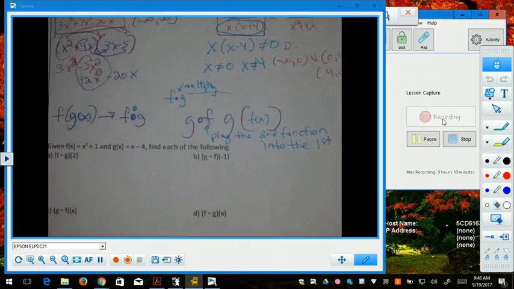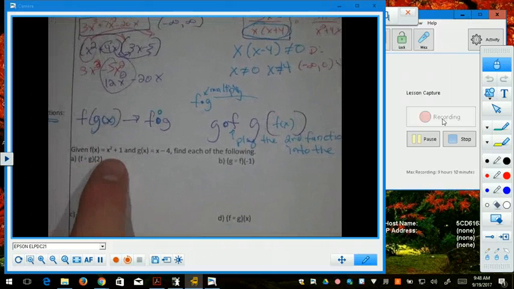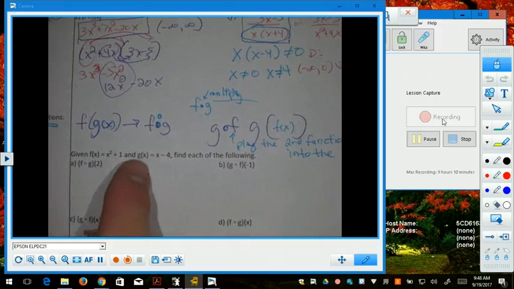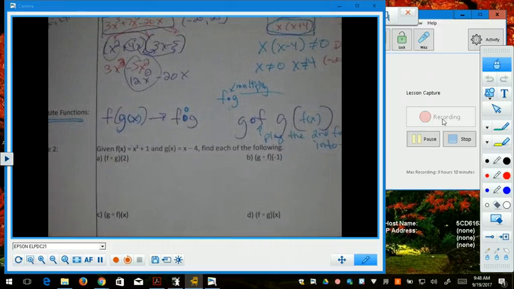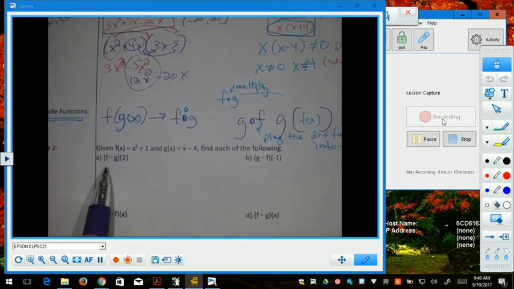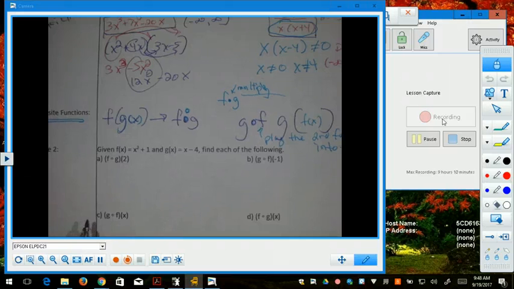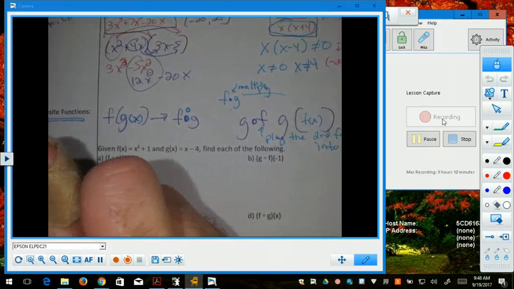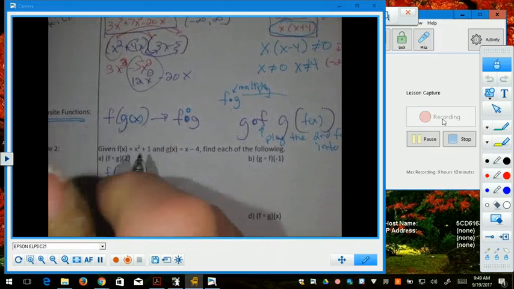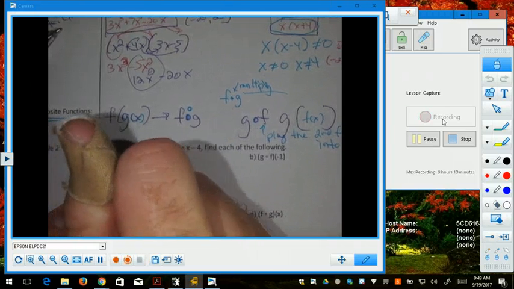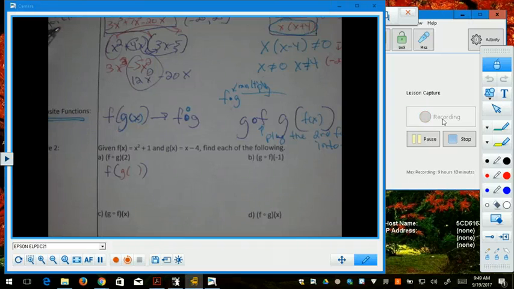So for letter A, we have these functions. We have a quadratic and a linear function, and neither one of those has any domain restrictions yet. We'll talk about domain restrictions in a minute, though. And this is f of g of 2, not x. Okay, that's okay. So this means that I have g inside of f, and inside of g I have 2.